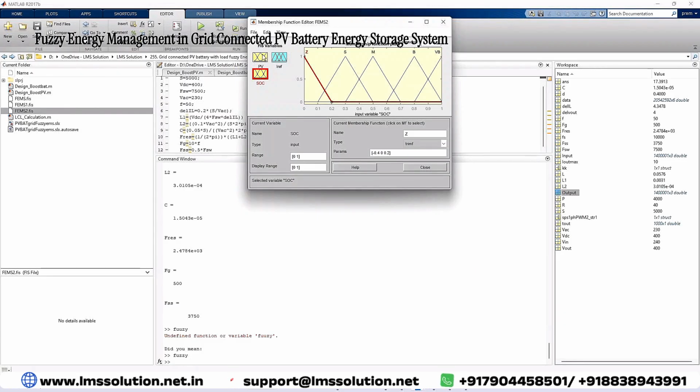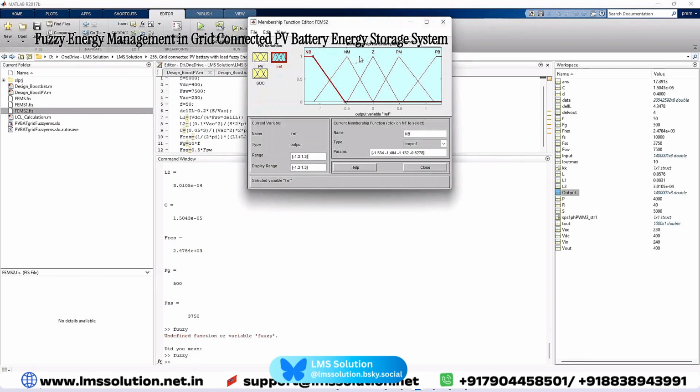We separate the PV into 4 membership functions: 0, small, medium, and big. And SOC is divided into 5 membership functions: 0, small, medium, big, very big. Then the output, the I reference for the inverter, has 5 levels, negative big and so on. That means the I reference will be between minus 1.3 and 1.3. It has NP, NM, Z, PM, PP.